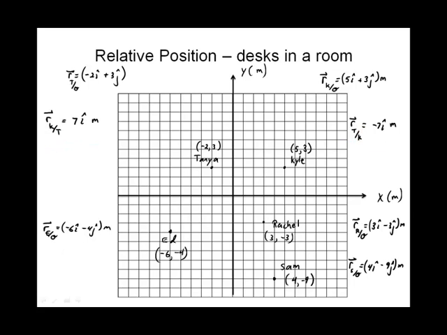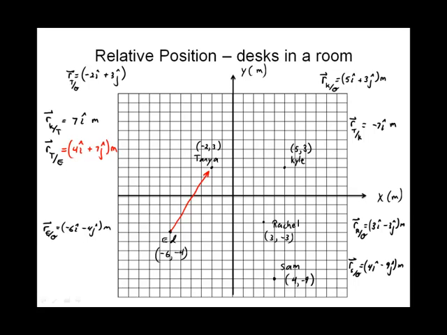Let's examine for a minute the position of Tanya with respect to Ed. Now as Ed views it, Tanya is forward and to the right. And if I count 1, 2, 3, 4, it's 4 to the right, 1, 2, 3, 4, 5, 6, 7 up, or 7 forward. So the position of Tanya with respect to Ed is 4i plus 7j, and that's in meters. We don't want to forget our units.